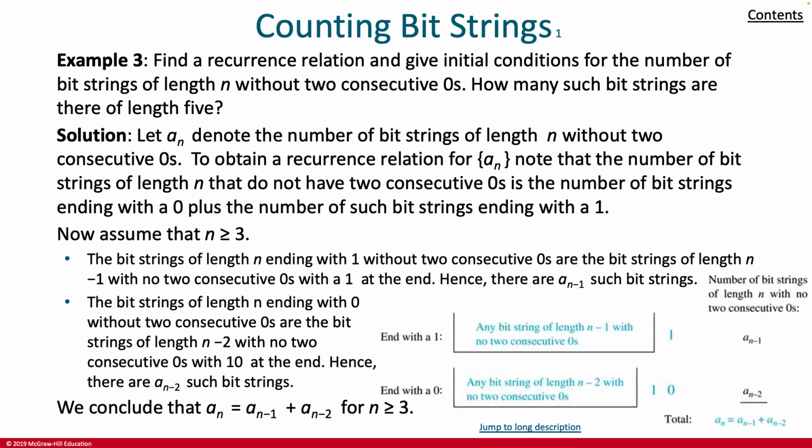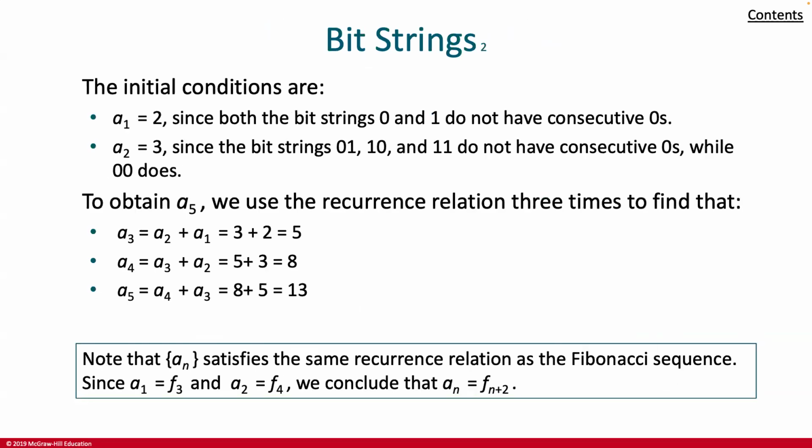So we're seeing some similarities between these 3 problems. So here are the initial conditions. And to obtain A sub 5, we use the recurrence relationship 3 times to find that. And so you can be getting into walking through the detail here, and I will refer you to Rosen to be thinking about. So here is just another example of these types of sequences where they're dependent on multiple predecessors.